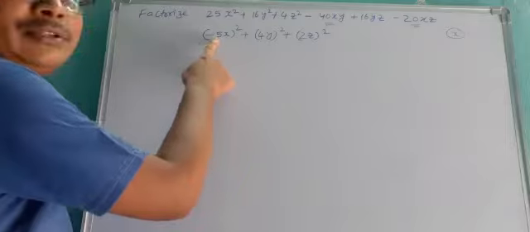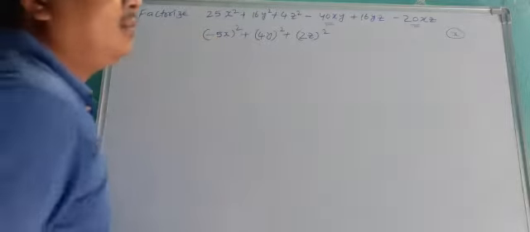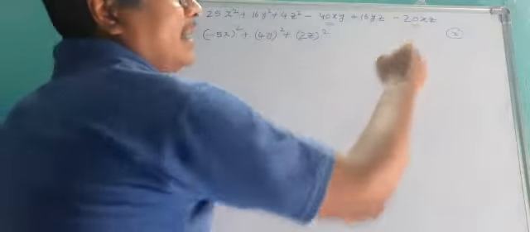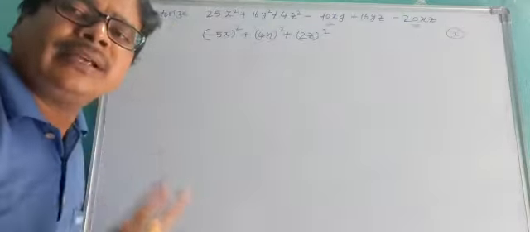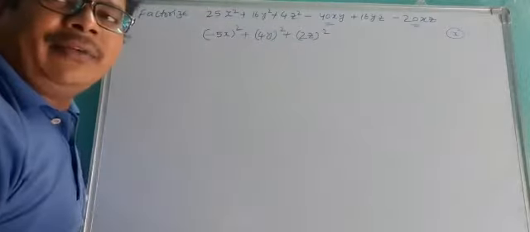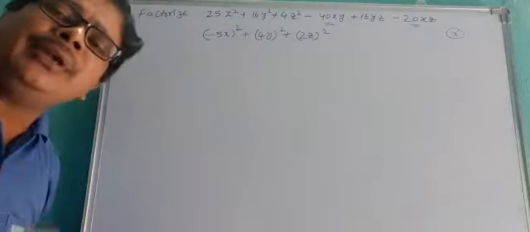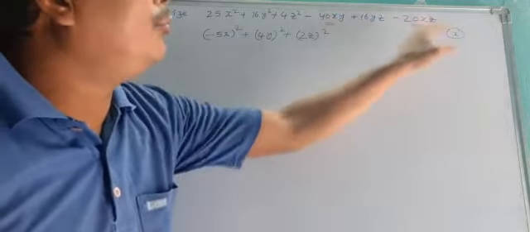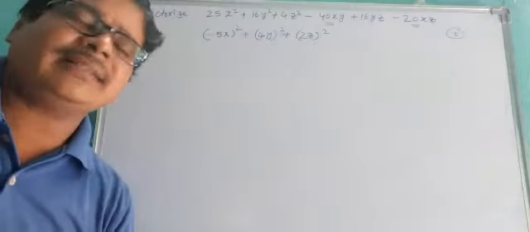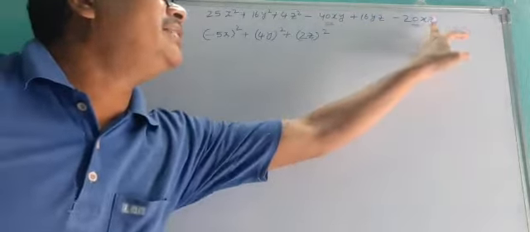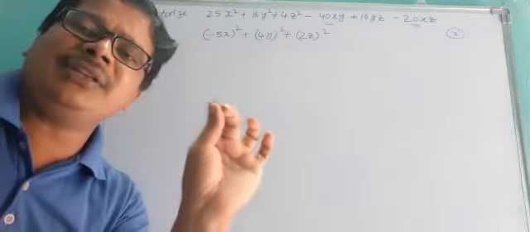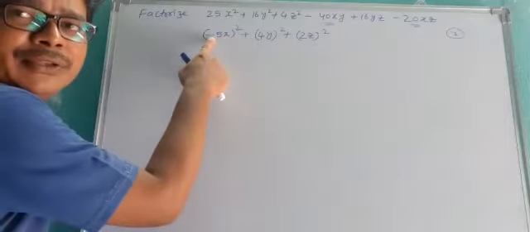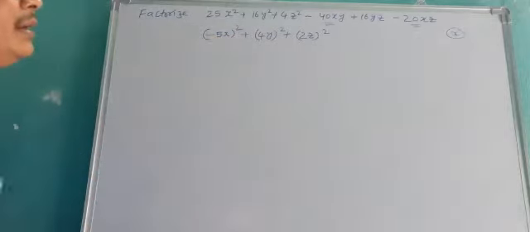How to identify which term is negative? Very simple. Here minus 40xy is there, minus 20xz is there. Both are negative terms. Which is the common variable of both literal factors? Xy is there, xz is there. The common literal here is x. So the x term is negative. That is the identification.